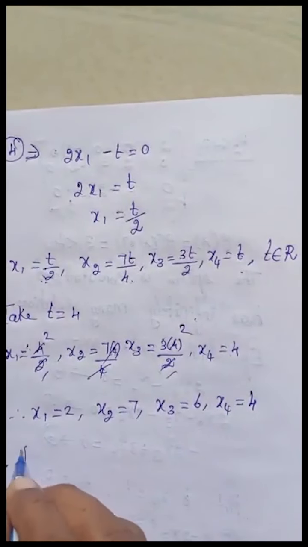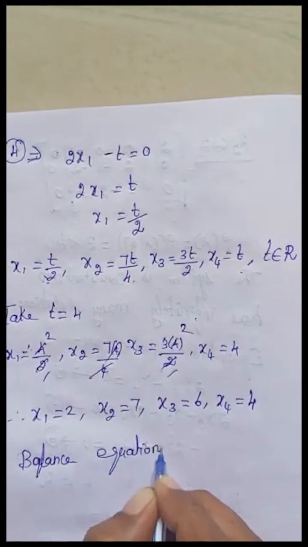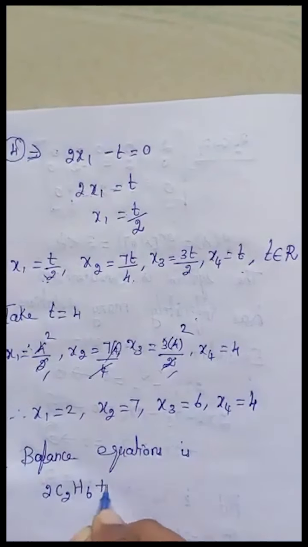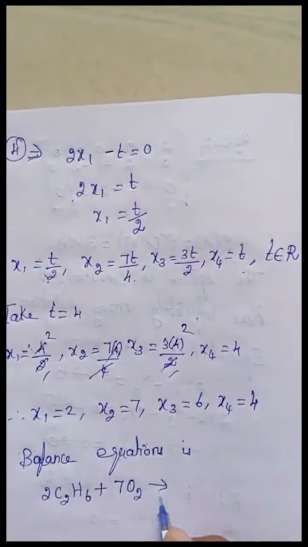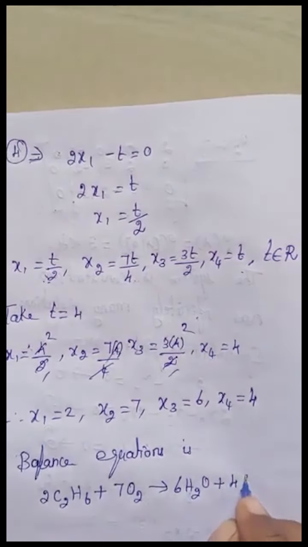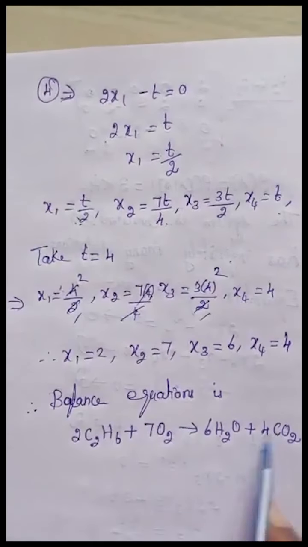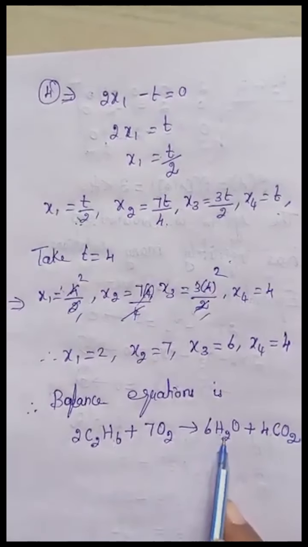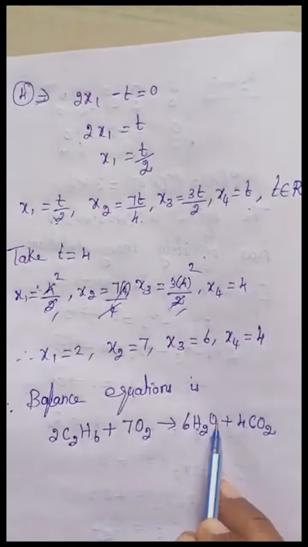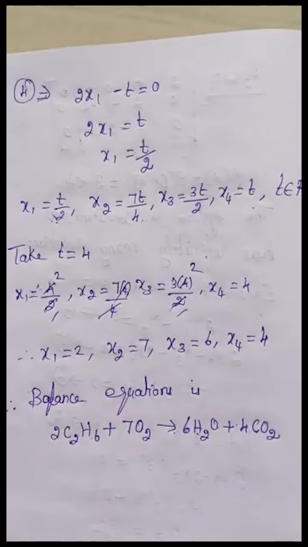Therefore, the balanced equation is 2C2H6 plus 7O2 gives 6H2O plus 4CO2. Now check it: 2 into 2, 4 carbon atoms. Hydrogen, 6 into 2, 12; here also 6 into 2, 12. Oxygen, 7 into 2, 14. Here we have 6, and 4 into 2, 8. 8 plus 6, 14. So this is the balanced equation.